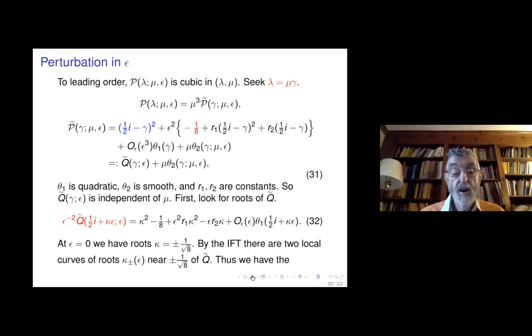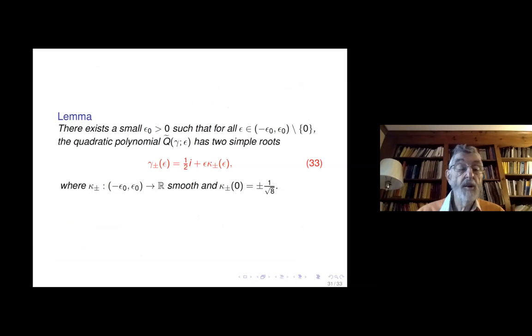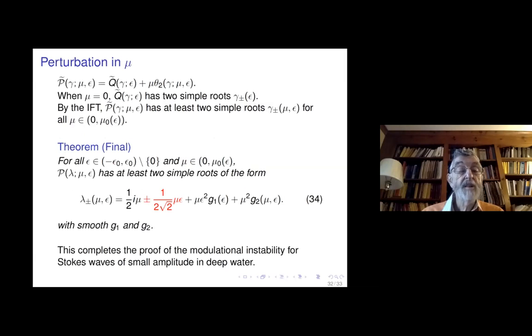And so for the part where I neglected the last error term, we have 2 roots, which look like this, where kappa plus minus, when epsilon is 0, is just plus or minus 1 over the square root of 8. It's real. That's what we wanted. And now the only thing we have to do is take care of that last error term. The last error term, which I denoted this way, you do by another implicit function theorem. It's not a problem. And so at the end, we get this.